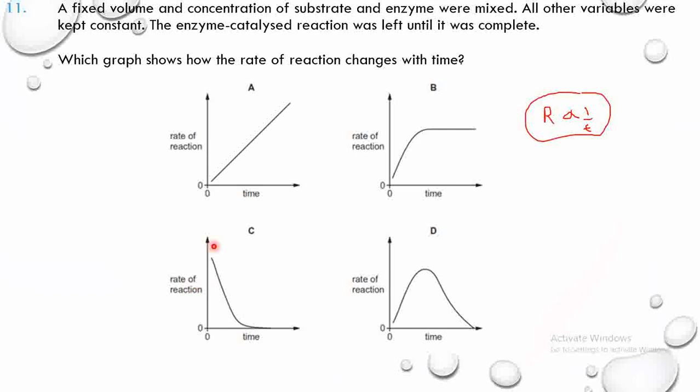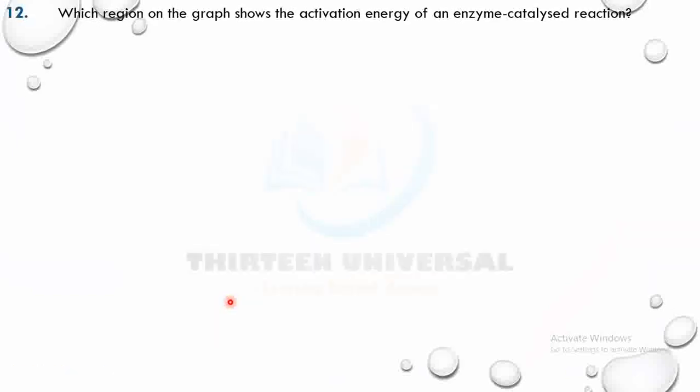So the rate of reaction is negative at the beginning. All right, so you can see that. So C shows the negative correlation. So as the reaction proceeds, the rate of reaction decreases. That means at the beginning of the reaction, the rate of reaction was very high. But as the time of the reaction increases, the rate of reaction decreases. So C is the answer we're waiting for.